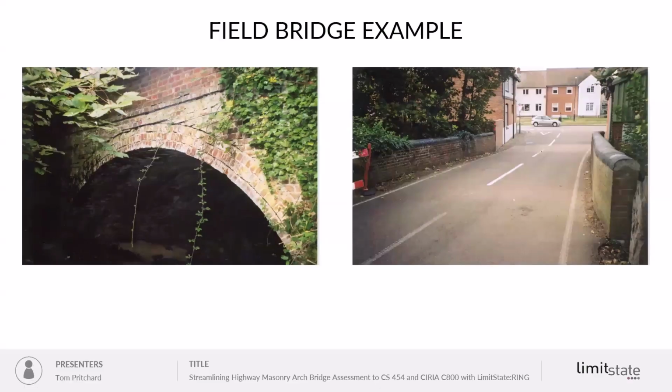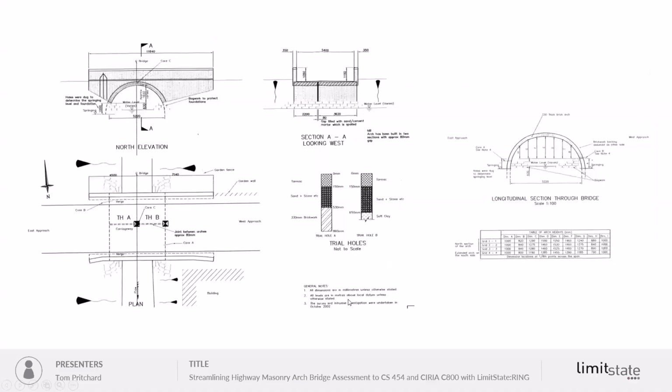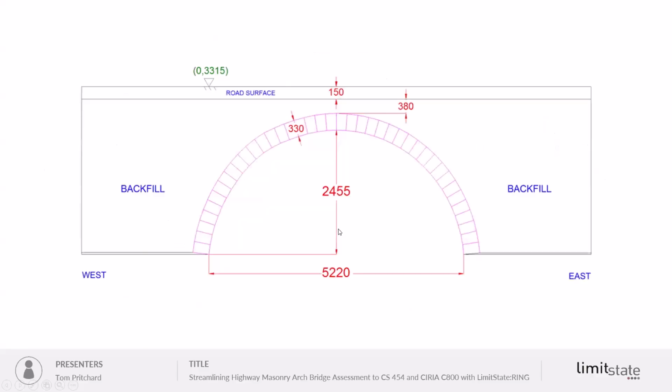We go on to the second of our examples. We'll take a quick look at applying the CS454 C800 approach to a real life example of a bridge. So this one's shown some signs of distress under working loads. Have some details here that you might get from a site investigation or a previous assessment.